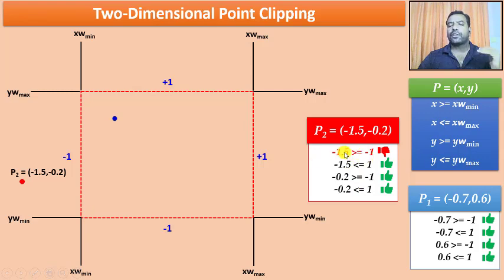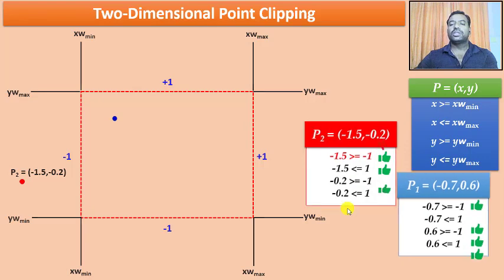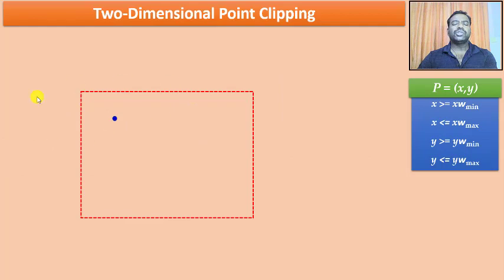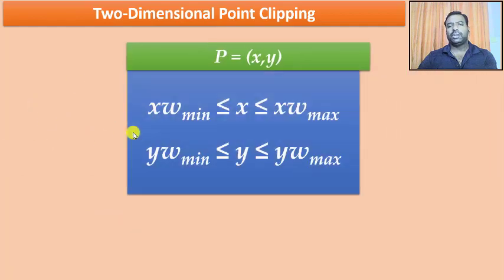Hence, as soon as I got the first condition to be failed, I would not have checked any other remaining condition. Directly, it would have been clipped off. Just for explanation purposes, I have showed you the complete procedure. Now, the P2 point should be clipped off because one condition is false, whereas P1 will not be clipped off because all the 4 conditions are true. Now this is how the point clipping is going to work. Hence now this point is clipped off and this will be saved for the display purpose. Fine. Hence now this is how the 2-dimensional point clipping is going to work.